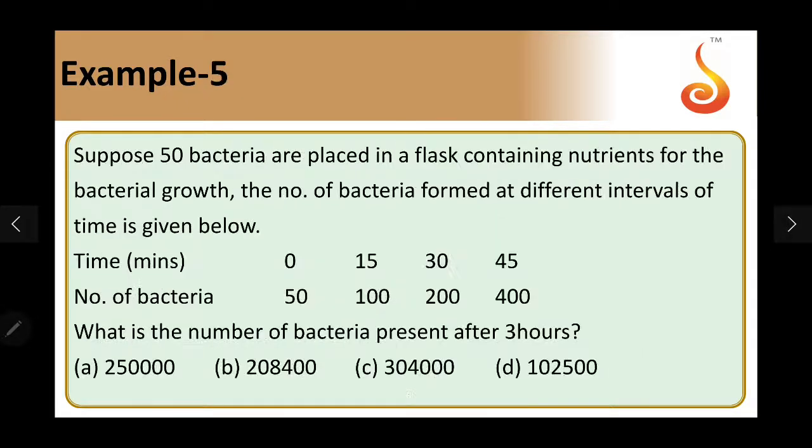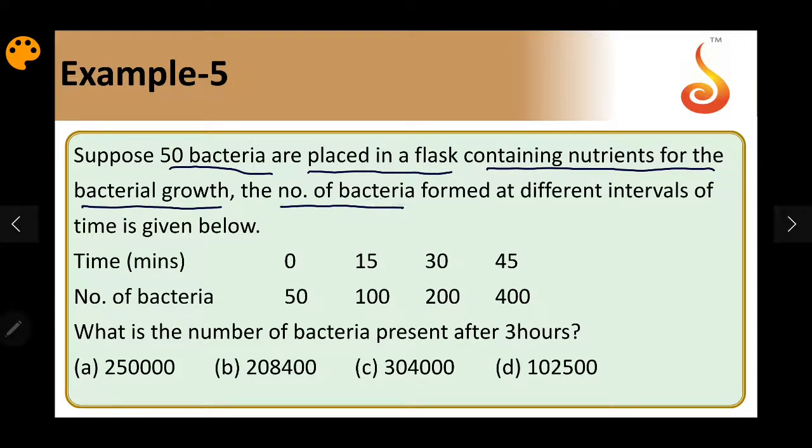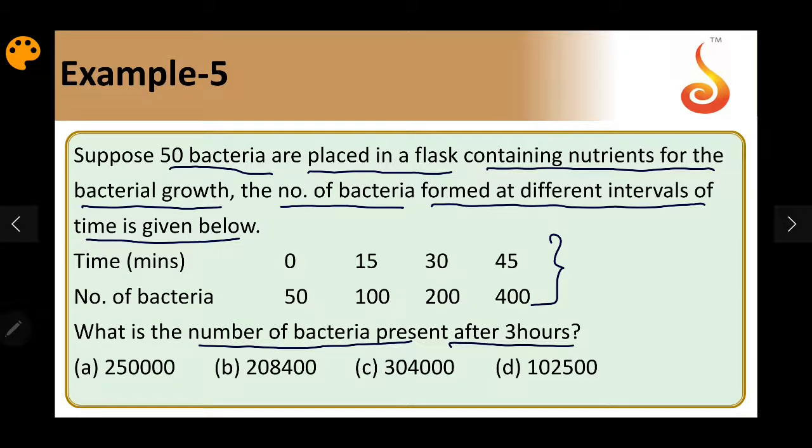You go to example 5. Suppose 50 bacteria are placed in a flask containing nutrients for the bacterial growth. The number of bacteria formed at different intervals of time is given below. So you have to find out the number of bacteria after 3 hours. If you carefully observe, 0 to 15, 100; 15 to 30, 100 becomes 200; 30 to 45, 200 becomes 400. So the number of bacteria doubles every 15 minutes.